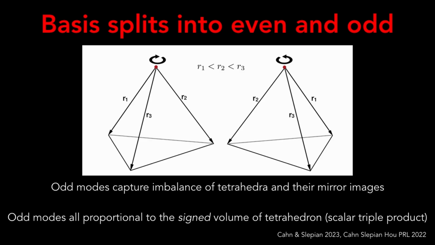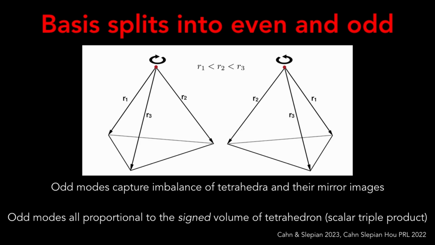And they have different behaviors under reflection. In particular, the odd modes capture any imbalance between tetrahedra and their mirror images. So the odd modes are only sensitive to a difference. They don't tell you how many of one type or another of tetrahedron you have. They just tell you if you have an imbalance between that type of tetrahedron and its mirror image.